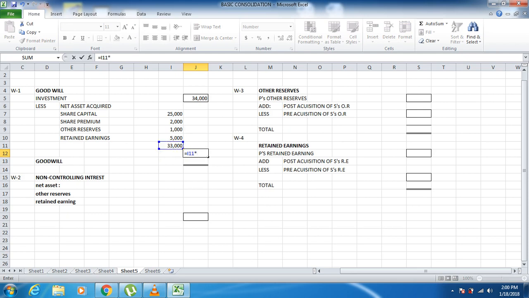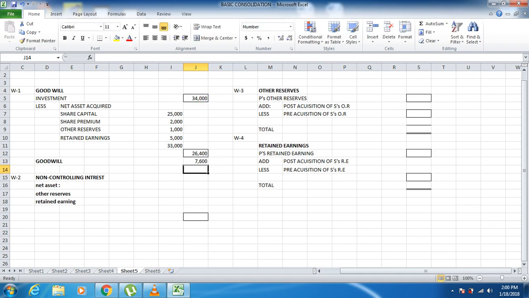80% of the net assets belongs to the parent company. Now we have to calculate 80% of the net assets. Multiply by 80%. Amount of investment less assets acquired. This is the amount of goodwill.